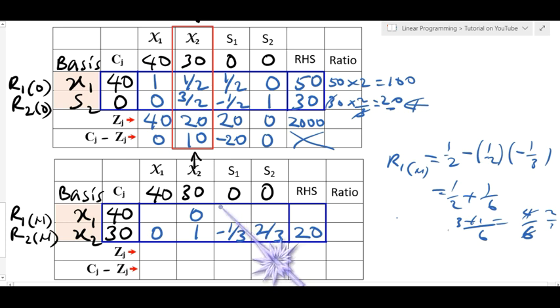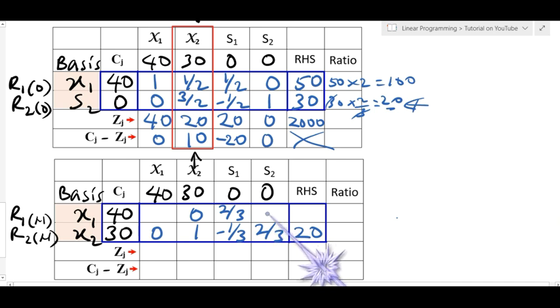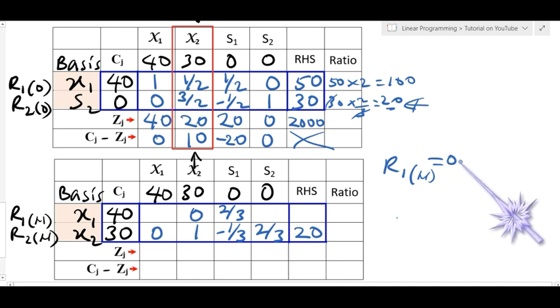For the next one here, R1 new is equal to, talking about this point now, remember this is the corresponding position, R1 old, which is 0, minus the factor, which is x. And what's our x? Our x is 1 over 2, into the pivot row. What's the pivot row value here? This is 2 over 3.